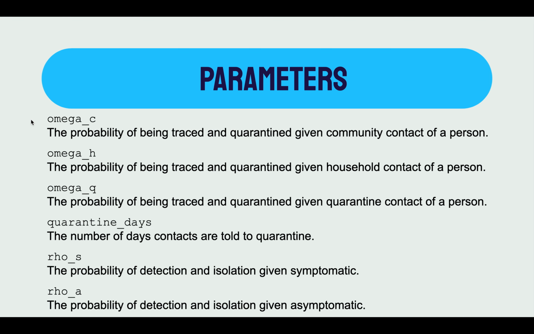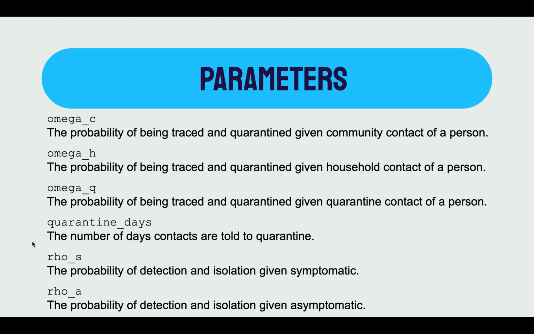Then we've got a set of omega parameters. Before, we had a single omega D and then an omega Q. Now we've split omega D into an omega C and an omega H. Omega C is the probability of being traced and quarantined given a community contact, which dictates how often we're tracing and quarantining community contacts. Omega H is the probability of being traced and quarantined given that you are a household contact of a person. And omega Q is the probability of being traced and quarantined given that you are a quarantine contact of a person.